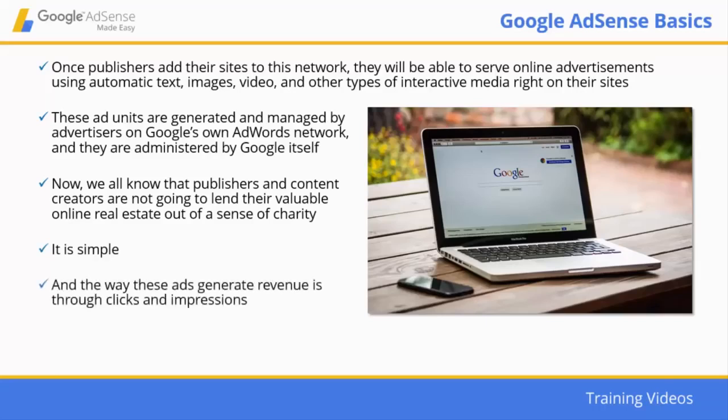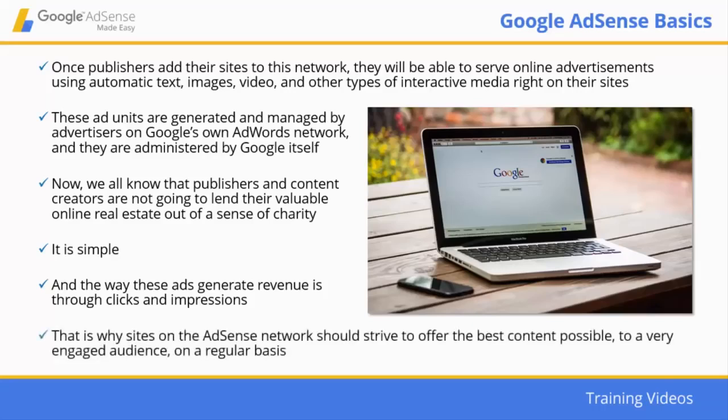And the way these ads generate revenue is through clicks and impressions. Per-click revenue is generated when a visitor clicks through an ad to visit the advertiser's site or landing page, and per-impression revenue is generated per every 1,000 impressions or views on an ad. That is why sites on the AdSense network should strive to offer the best content possible to a very engaged audience on a regular basis. Want to learn what some of the most awesome benefits of using AdSense for business are? Then watch the following video to find out.